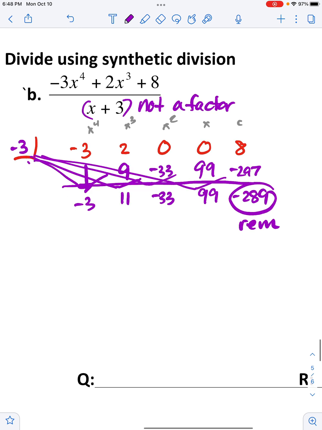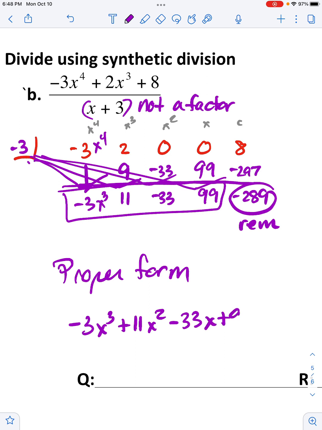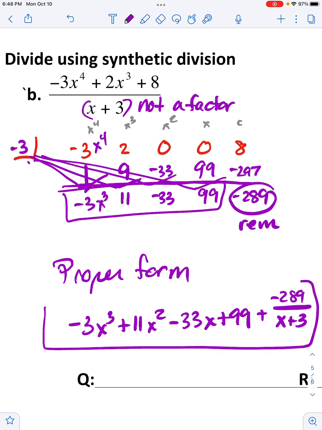So writing my answer in proper form, again, means I need to write the answer part, which is this guy. Keeping in mind that this started as x to the 4th, I've done one round, so it'll drop to x to the 3rd. So writing my answer in proper form, I'm going to get negative 3x to the 3rd plus 11x to the 2nd minus 33x plus 99, and then plus a negative 289, which is my remainder, over what I divided by. And that is your proper form for your quotient remainder.